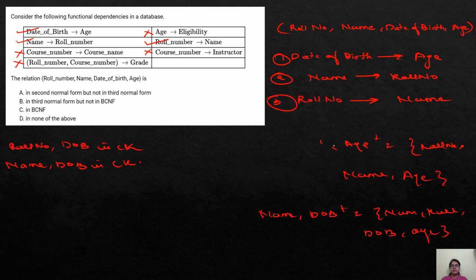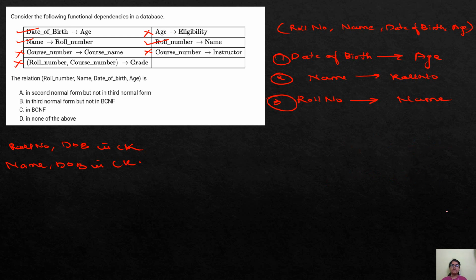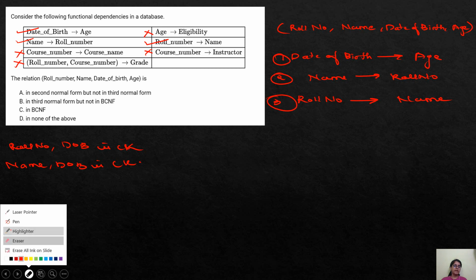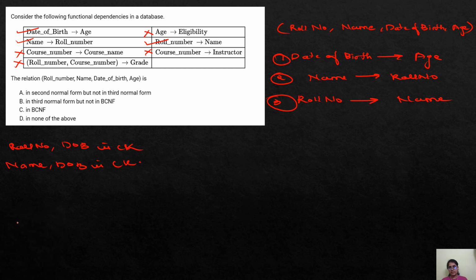Okay, so this is the CK. Two CKs we find. First is roll number, date of birth, and second is name and date of birth. So without doing all this process, I have a shortcut for finding CK. Let me explain it to you.